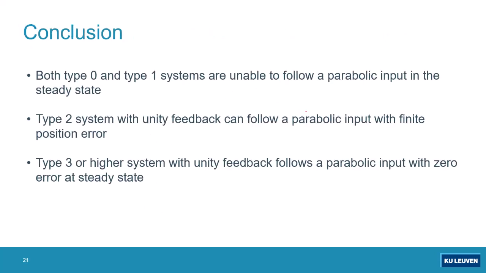To conclude, then, both type 0 and type 1 systems will not be able to follow a parabolic input in the steady state condition, while for a type 2 system, the response can follow the unit parabolic input, but with a finite error in steady state condition, of course. While for type 3 and higher systems, the response will be able to follow the parabolic input perfectly without any error in the steady state.